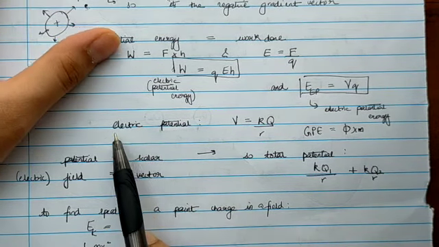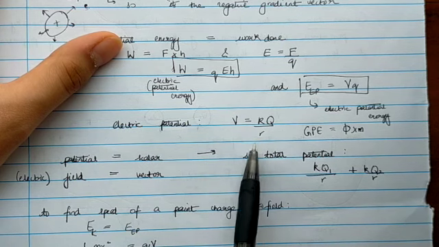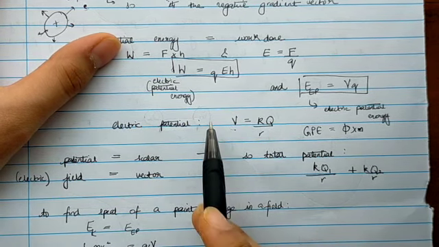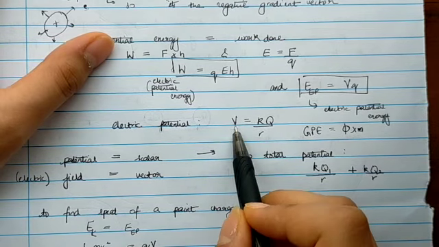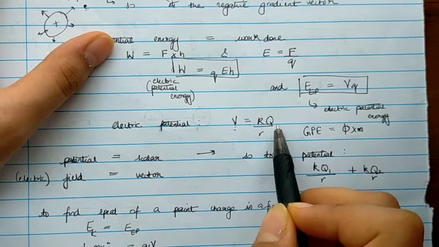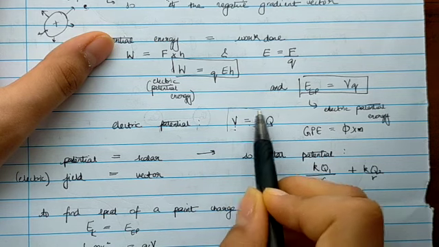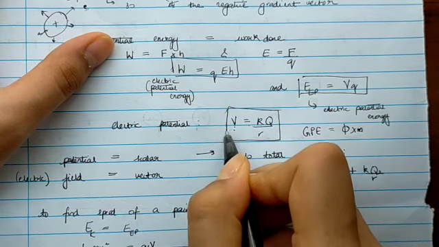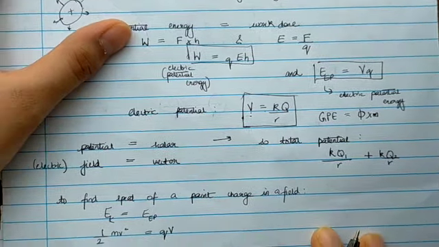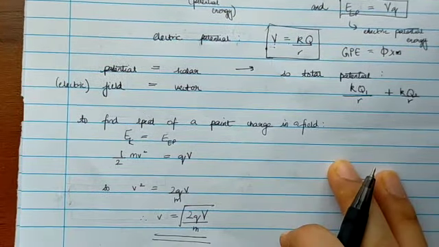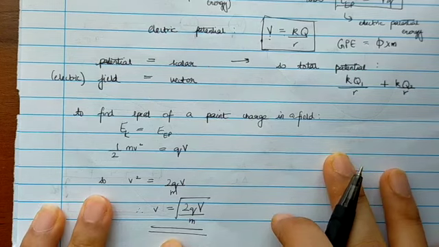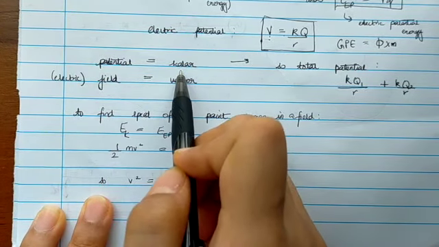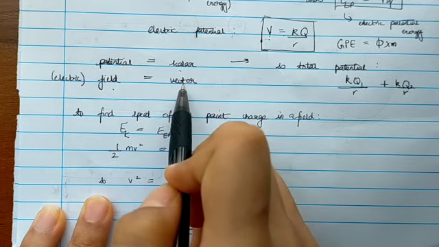And a formula for electric potential, which is again similar to the formula of gravitational potential, except that it's not negative, is that it's V equals KQ over R. So these three equations are something you should really note down and really remember because they're used often in calculations. So now looking into potential, potential is a scalar quantity, whereas field is a vector quantity.